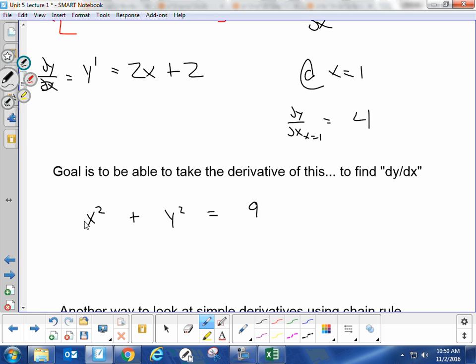Well, we're going to be doing the same thing with these implicit equations. Our goal is to find dy dx equals for this. And we're going to start by doing the same thing that we did for the previous equation. We're going to take the derivative with respect to x of both sides. Well, the derivative of x squared, I can do that. That's 2x. The derivative of 9, it's just a number, the derivative of a number is just 0. I can do that. But the derivative of y squared, this is new to me.